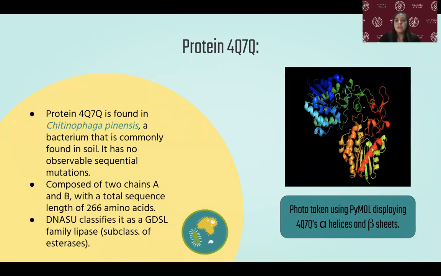The protein we studied in this project is protein 4Q7Q. It's found in Chitinophaga pinensis, which is a soil bacterium, and I modeled the protein here using a software called PyMOL. And currently it's suspected to be a GDSL family lipase, which is a subclass of ester cleaving enzymes, but this is not confirmed, it's just the suspected function.